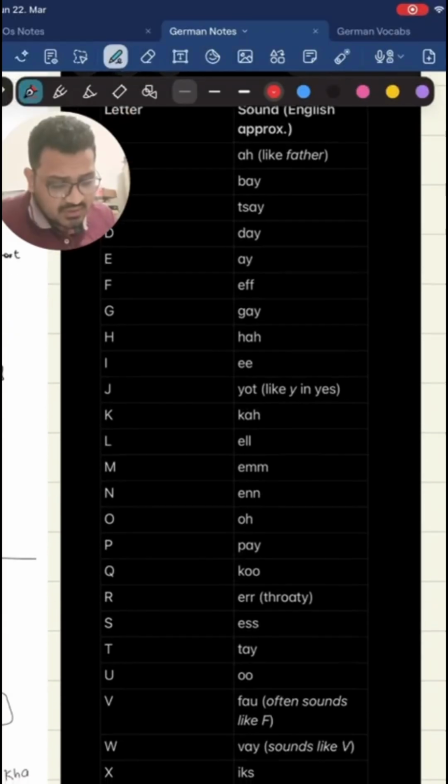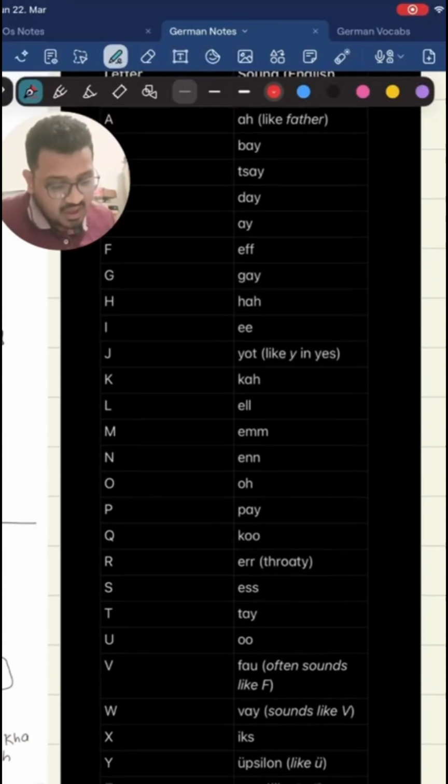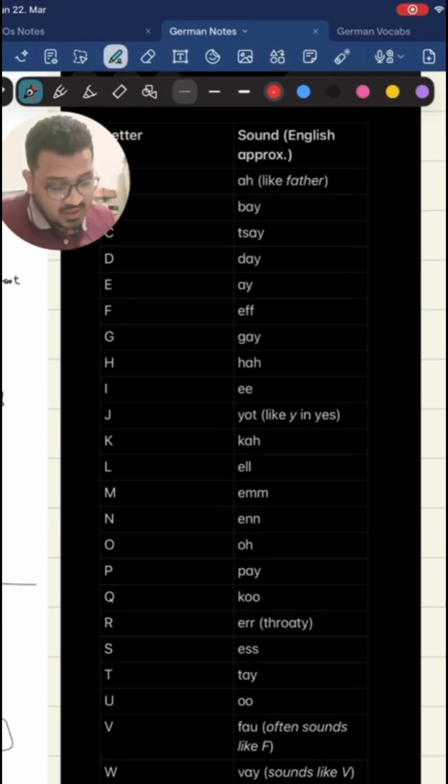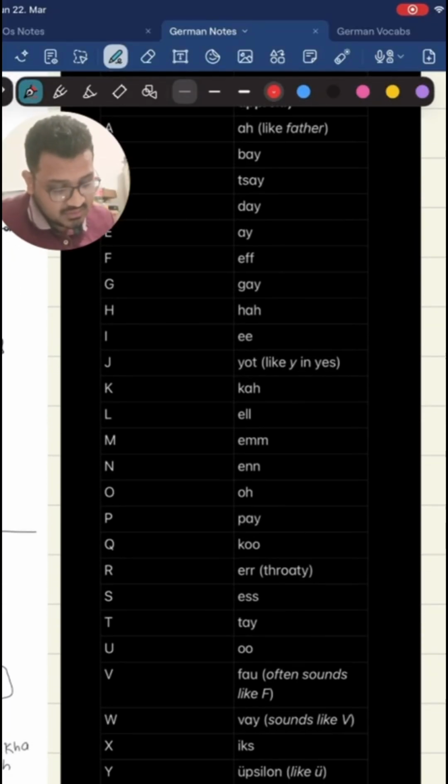So as I promised you guys, we are going to learn about the pronunciation rules. So I just put here the letters, how they sound. As you can see, these are there: a, b, c, d, e, f, g, h, and so on.